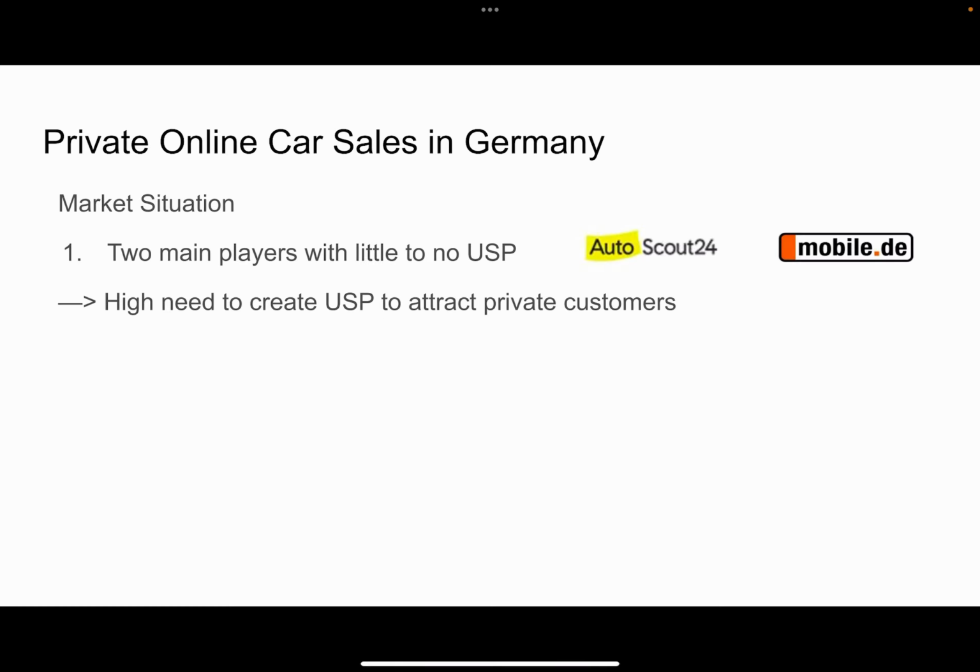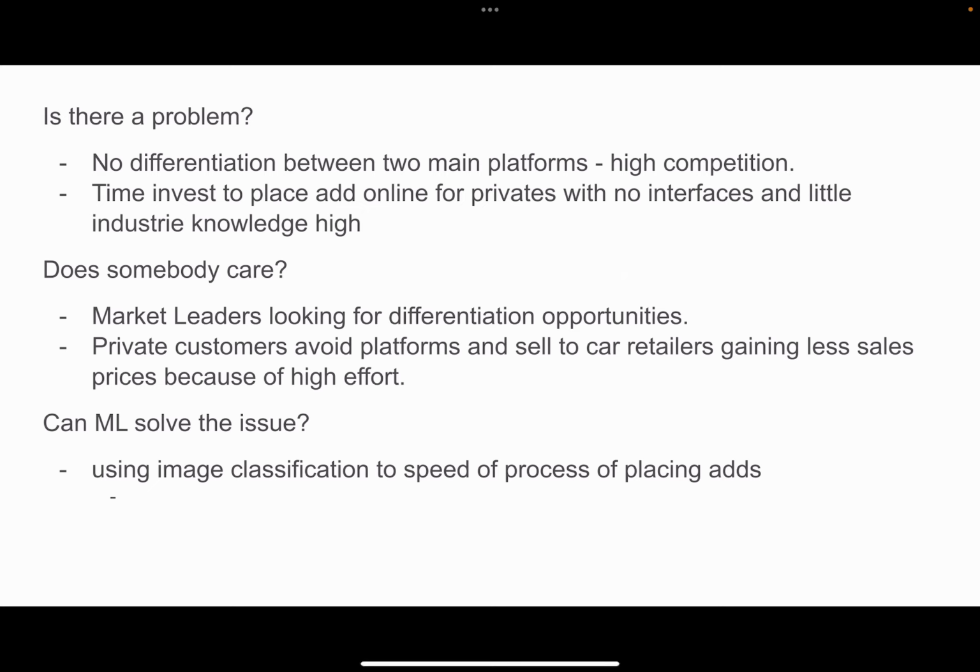Opportunity evaluation. We do have two main platforms for private car sales in Germany, which are Autoscout and mobile.de. They have hardly any USP to attract private customers, so there's no differentiation between these two platforms. So we have a business problem and a customer problem. The business problem is that we don't have a differentiation between the two main platforms, so we have high competition and both platforms seek a USP.